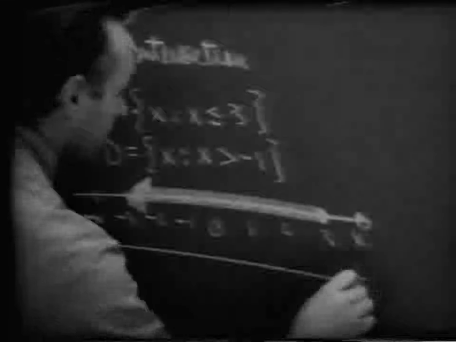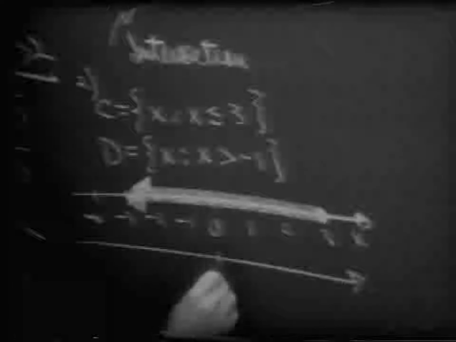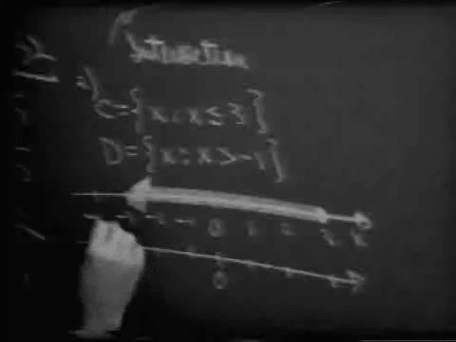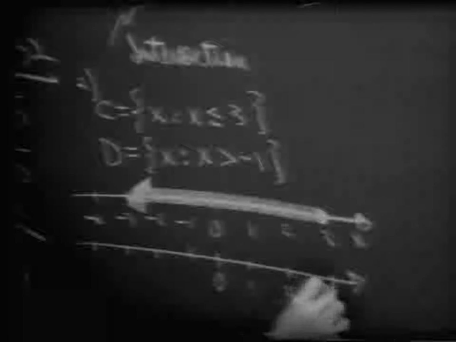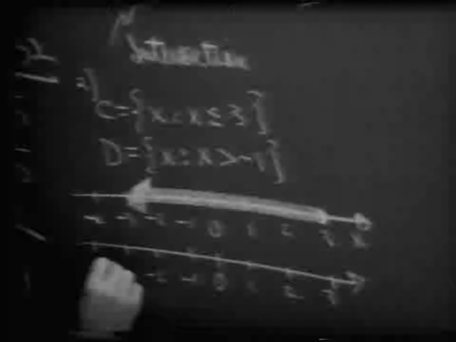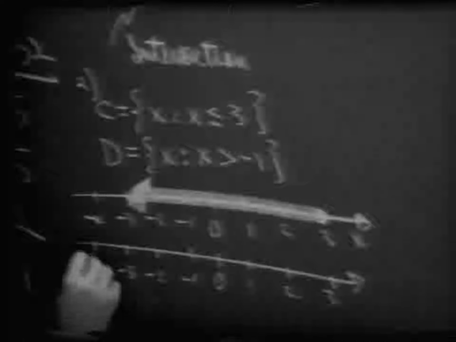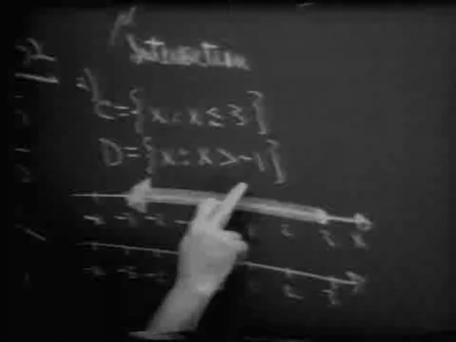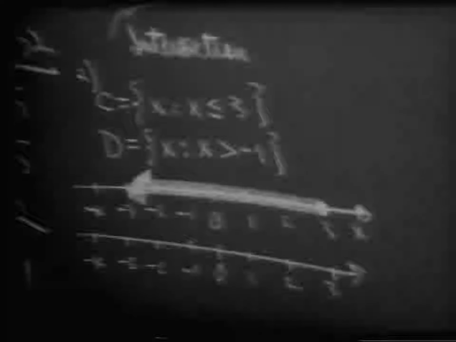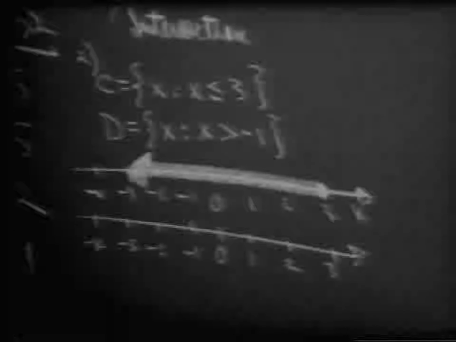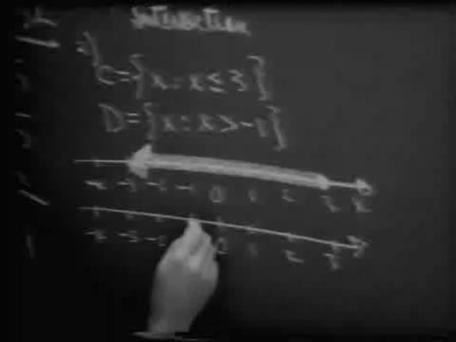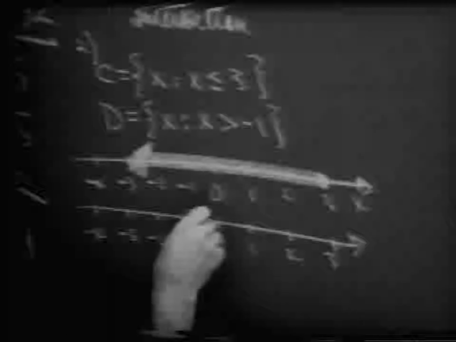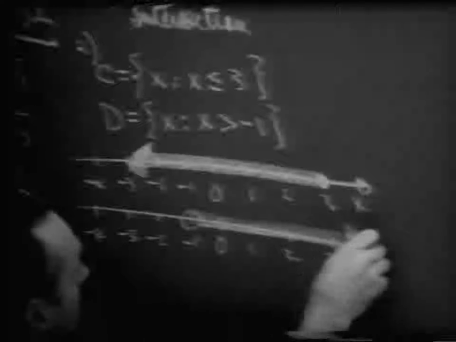Now, right beneath it, and here's still 0, 1, 2, 3, -1, -2, -3, -4, what I'd like to do is make the graph of set D. Here is the set of all x's such that x is greater than -1, and what's its graph going to look like? Brenda says an open circle at -1, and a heavy line going to the right.